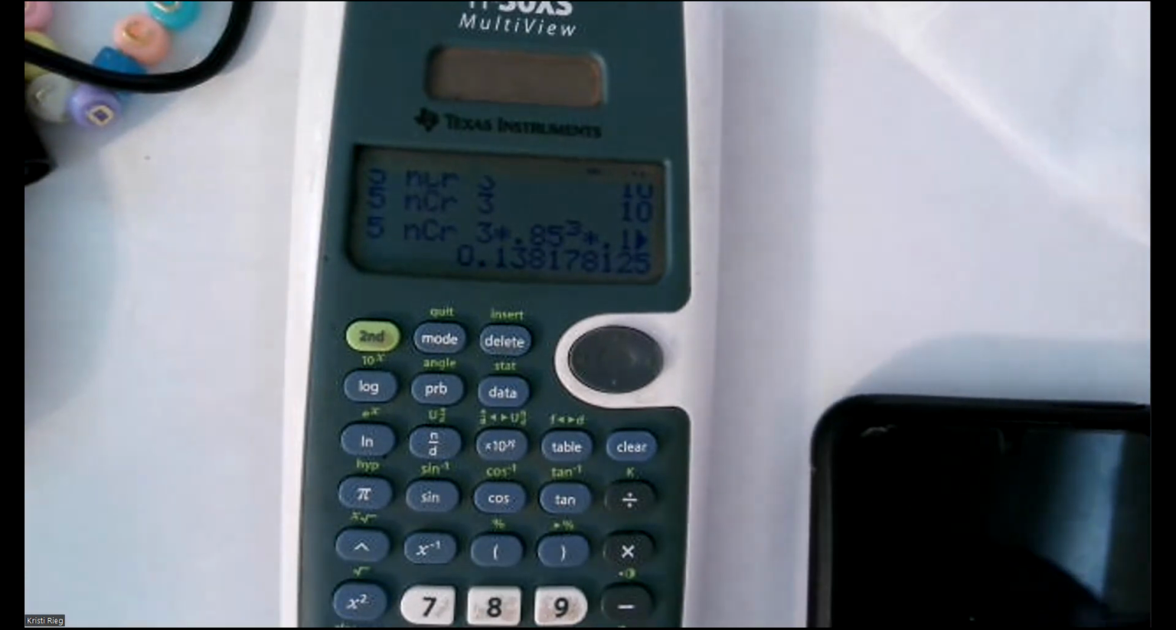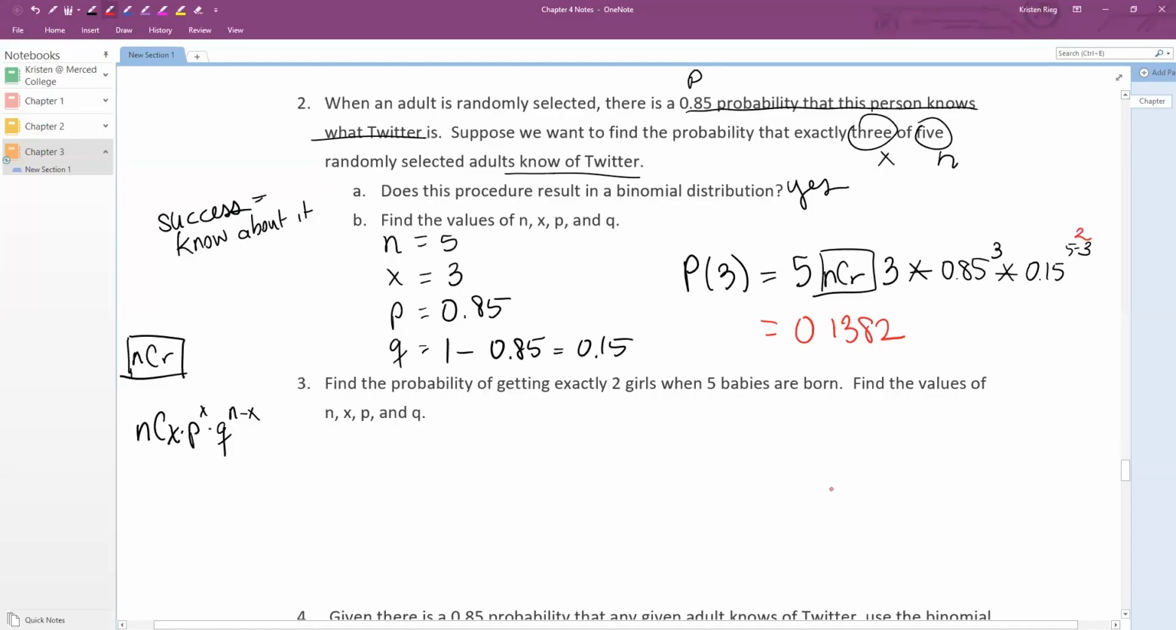Let me just get the right screen going. I don't want to make this mistake again. Voila, here we go. I think I lost myself in there somewhere. Okay, so again, 0.1382.